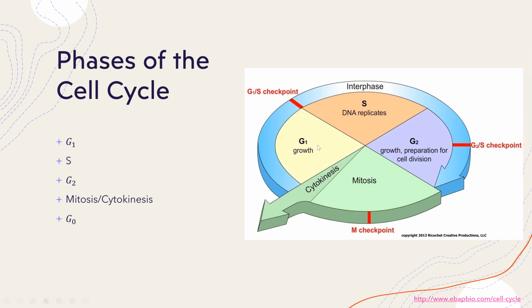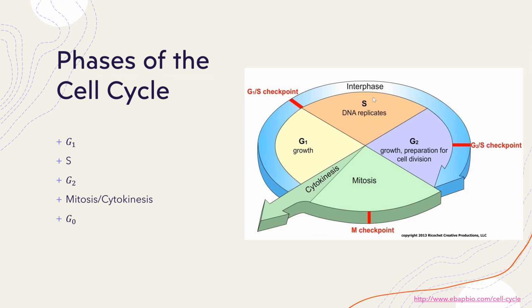G1 is the first phase that a cell goes through after dividing, and it's where the cell focuses on growing in size, making energy, and making the proteins it needs, like mitochondria, ribosomes, and the ER, or the endoplasmic reticulum. Then we get to the S phase, where the main focus is replication of the DNA, where you go from one chromosome to two sister chromatids for a total of 46 chromosomes and 92 sister chromatids.